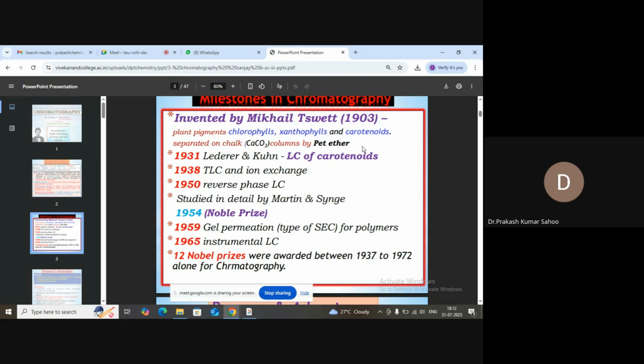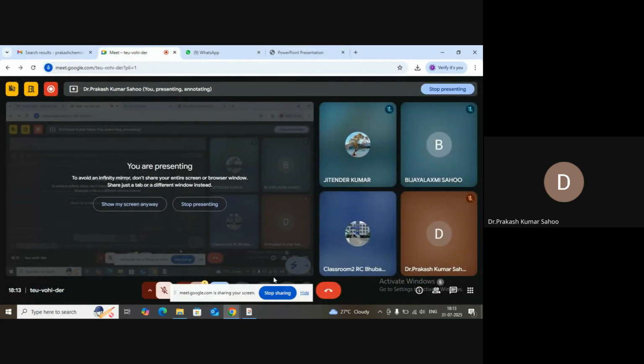In 1954, the study was carried out by Martin and Synge, and they received the Nobel Prize. In 1959, gel permeation chromatography, that is size exclusion chromatography (SEC), and instrumental liquid chromatography.